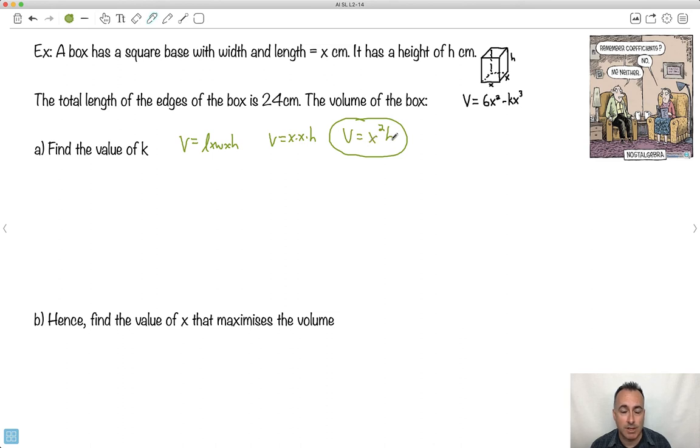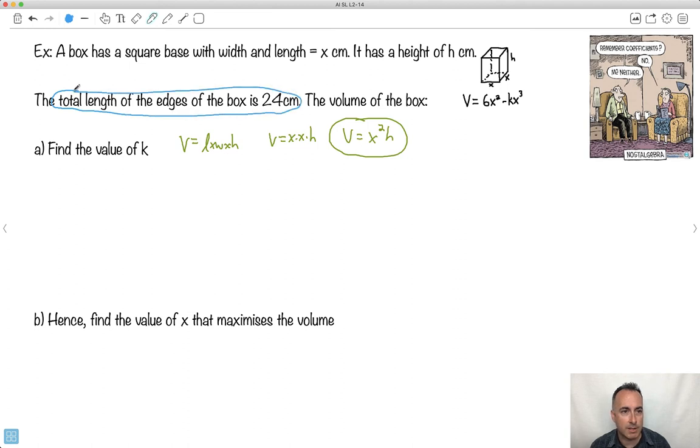That's no good. Remember I said oftentimes when you're doing modeling, you want to get things in terms of only one variable. So what do you do? Well, we need more information. But we have more information. Look, let's use this piece right here. The total length of the edges is 24.